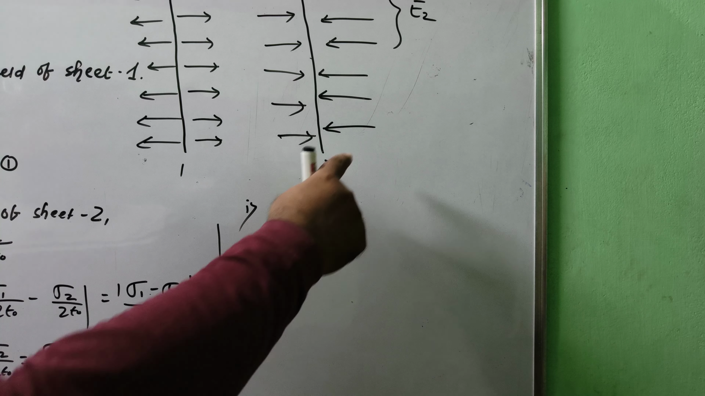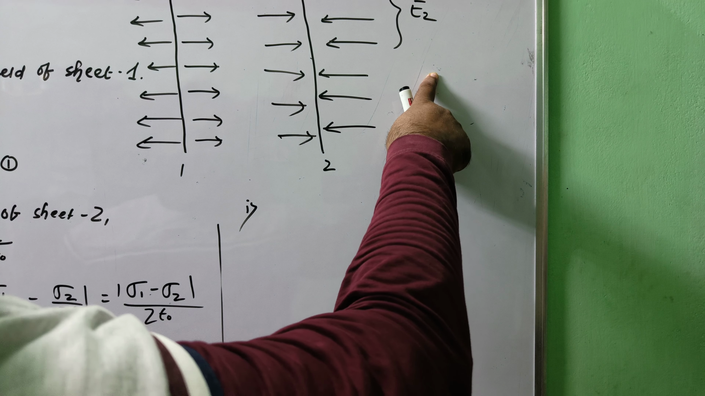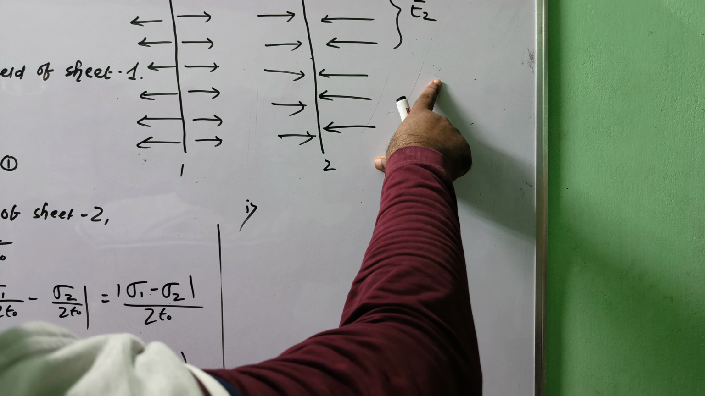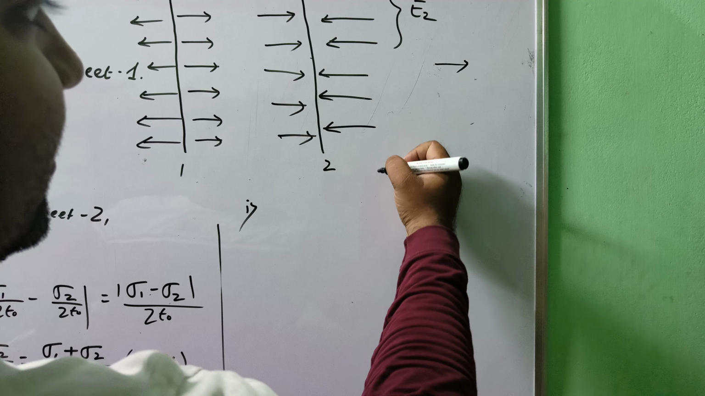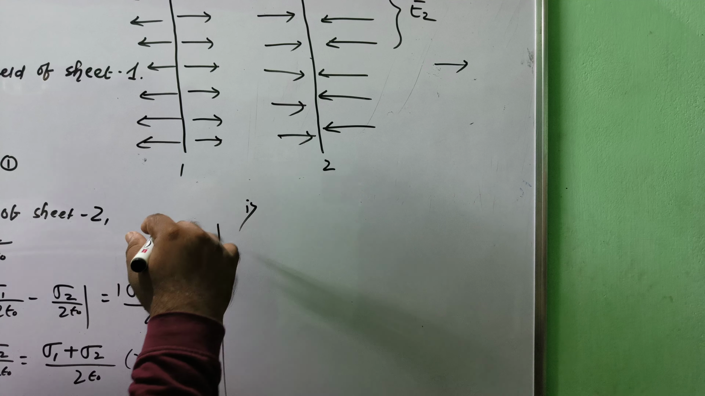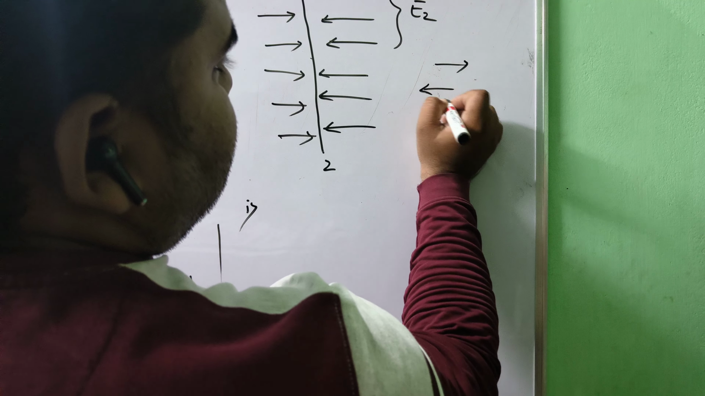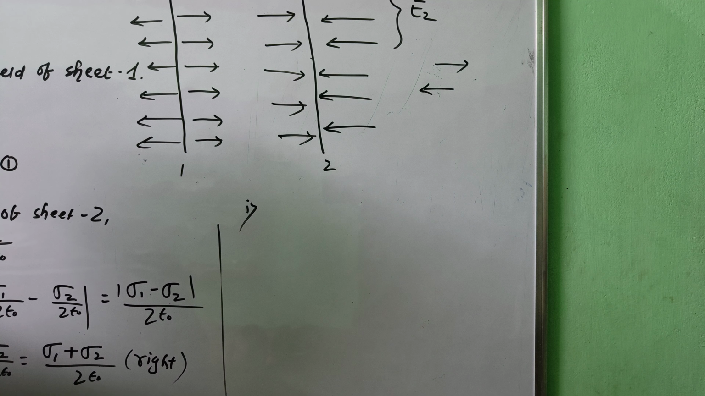So in the third case, we have written the mod of sigma 1 minus sigma 2 divided by 2 epsilon naught. If sigma 1 is greater than sigma 2, then the electric field is going to be in this direction. In the opposite case, if sigma 2 is greater than sigma 1, then the net electric field is going to be in this direction. So you have to analyze that.